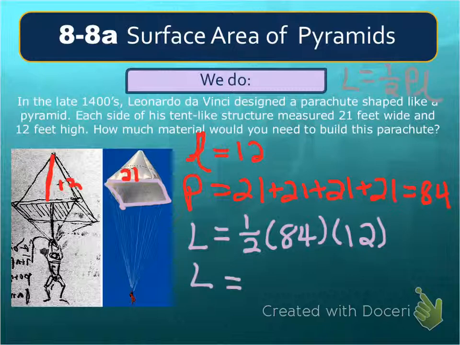Plug that in the little calculator and you will get that the lateral area is 504 feet squared.